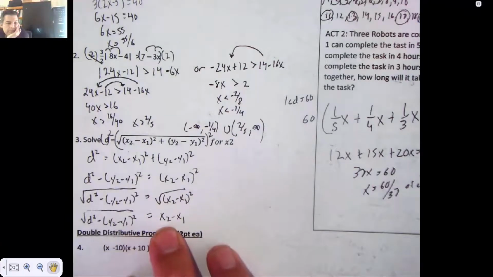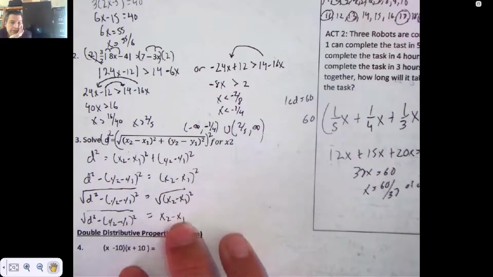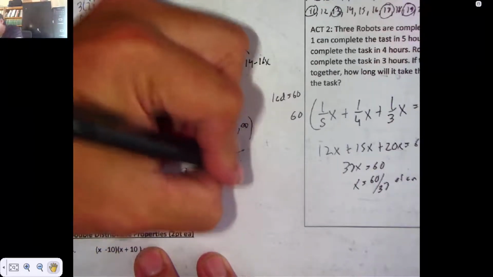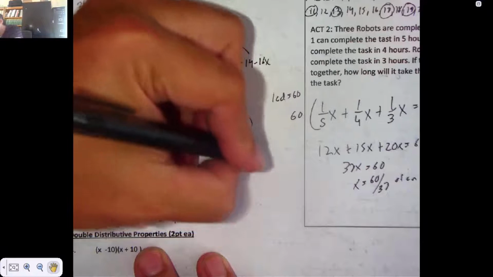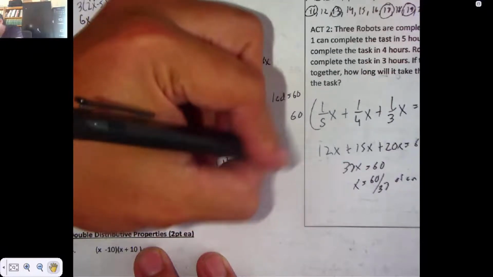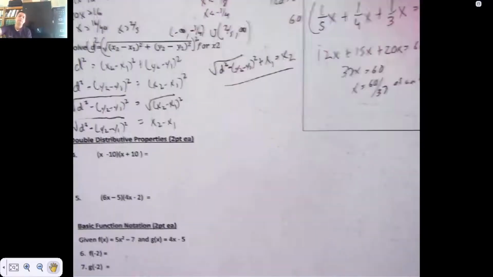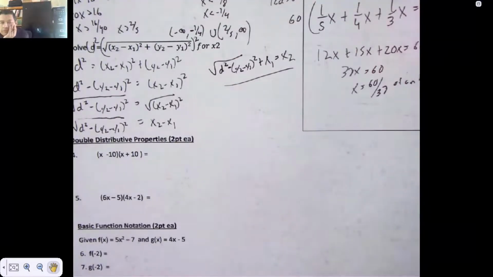Last step. This x1, x2 doesn't like it. It says solve for x2. So take this x1 and add it to the other side. And there's lots of ways of writing this. I'll just write the root of d squared minus y2 minus y1 squared plus x1 is x2. And she's solved. All right, 4 and 5 are the double distributive properties.